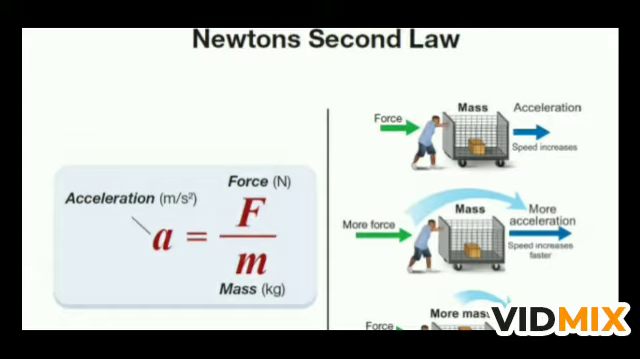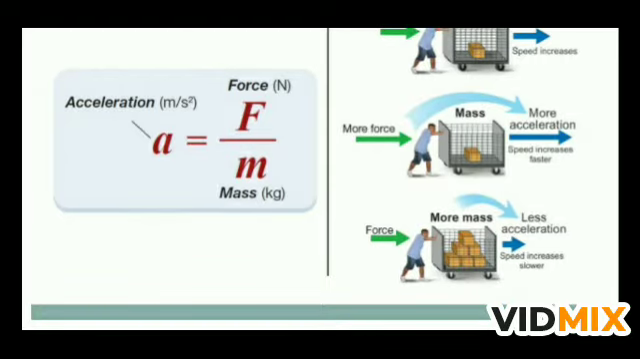If you see in the first two pictures, the same mass is there and the body is applied with different forces. In the first case there is a force, and in the second case there is more force, and where there is more force for the same mass, the body is speeding up at a faster rate, meaning more acceleration in the second case. But in the third case, if you see, for the same force the mass is increased, so there is less acceleration.